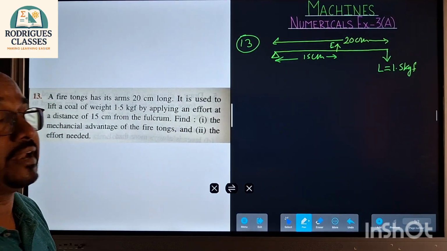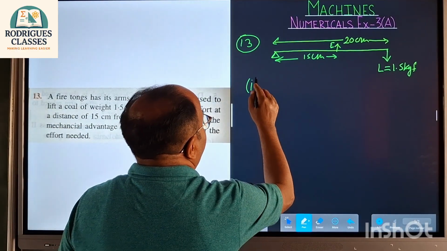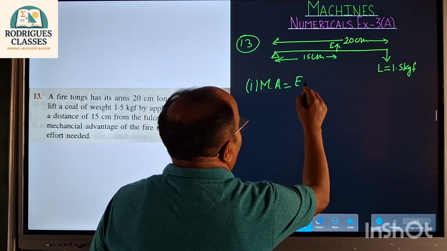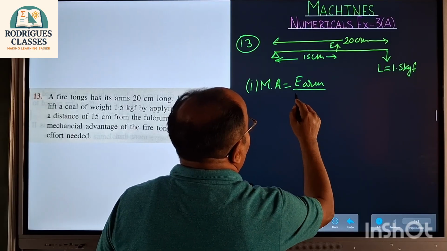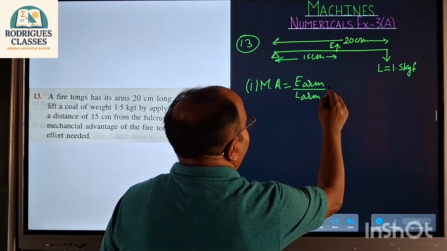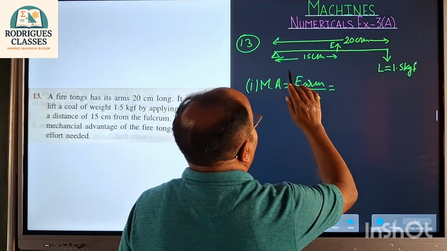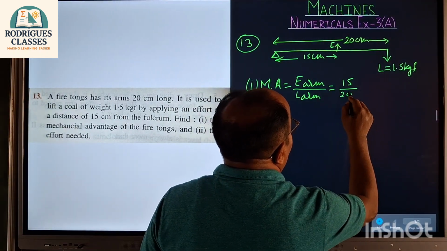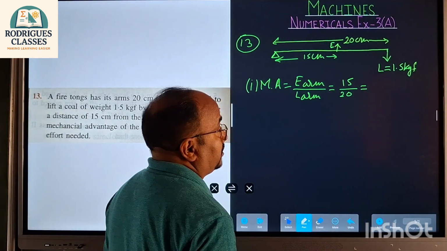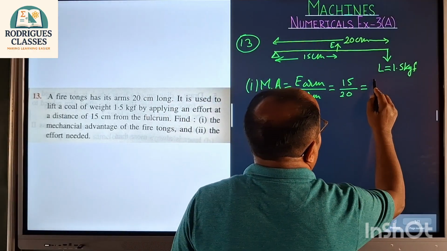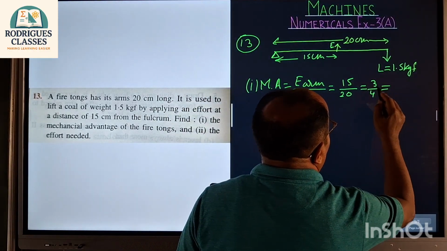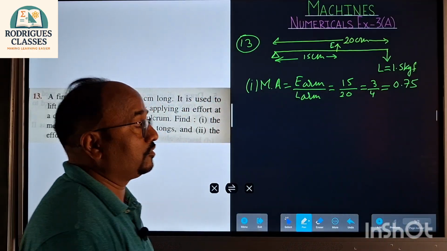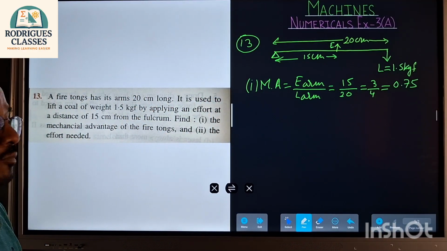First is to find the mechanical advantage. So mechanical advantage is equal to effort arm by load arm. So effort arm is here 15 and load arm here is 20. So you cancel it with 5, you get 3 by 4. 3 divided by 4 will give you 0.75. So your mechanical advantage we have got as 0.75.